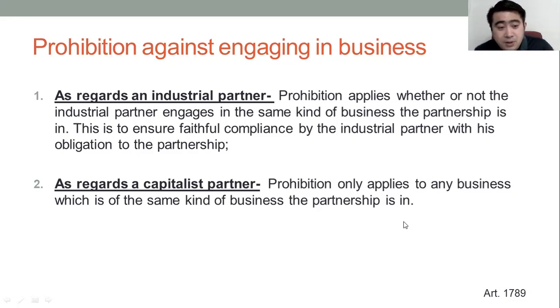Number two, kapag capitalist partner naman, the prohibition only applies to any business which is of the same kind of business the partnership is in. So class, pag capitalist partner, bawal lang siyang magtayo ng business kapag kapareho ng business ng partnership. Let's say ang business ng partnership ay computer shop. O yung capitalist partner, bawal magtayo ng computer shop. Pwede ba magtayo yung capitalist partner ng laundry shop? Pwede, because it's a different kind of business.